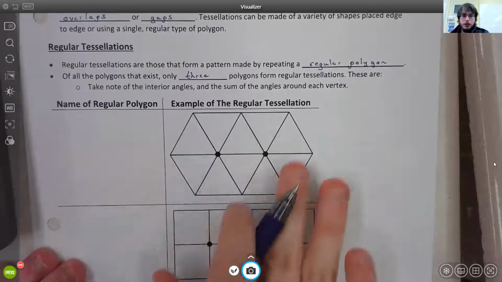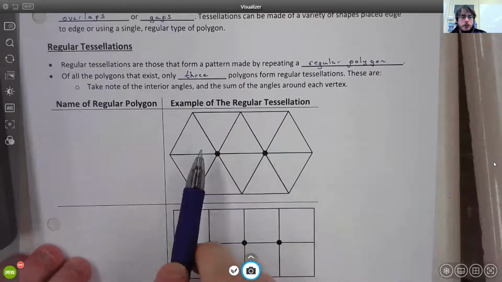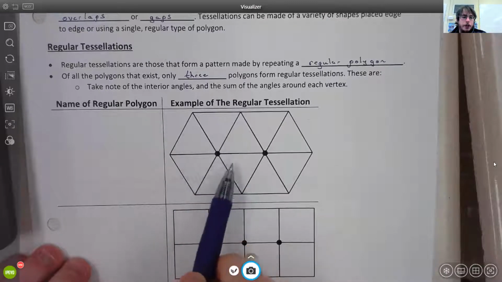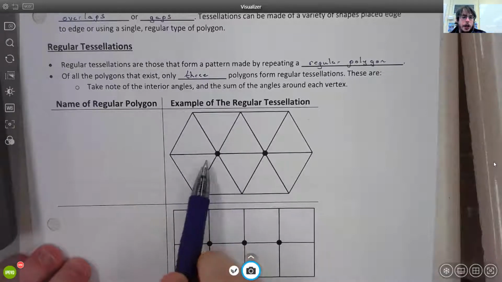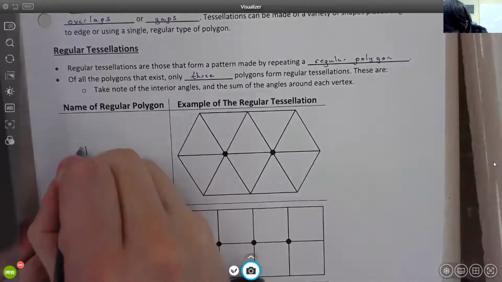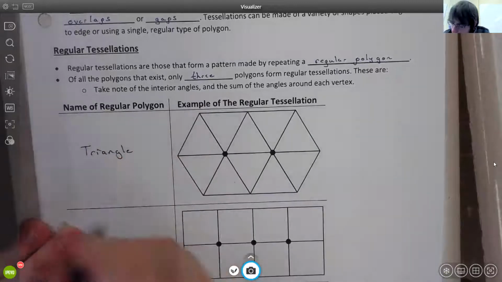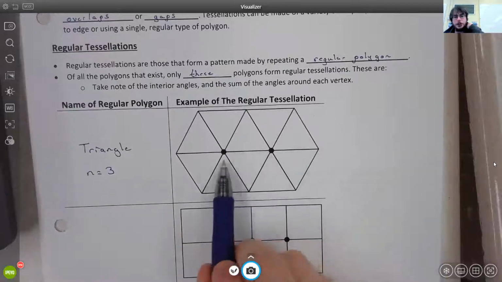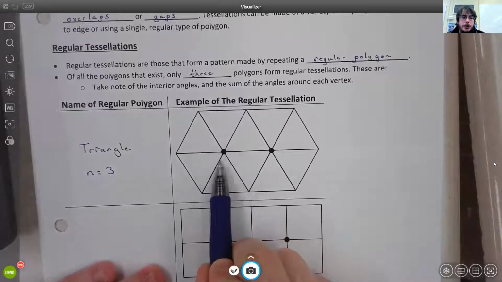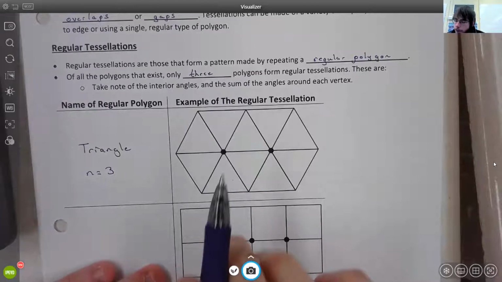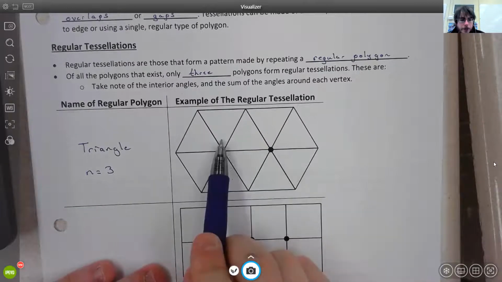So in our first one, this first regular tessellation, what shape do we have here? Well, as we can see, we have 6 shapes around this vertex, and every single one of them are triangles. So regular triangles can form a regular tessellation. So a 3-sided regular polygon can tessellate the plane. So let's look at the vertices. Now we have to determine these interior angles to determine the sum of the angles around the vertex. So what we're looking for is one individual interior angle here, okay?